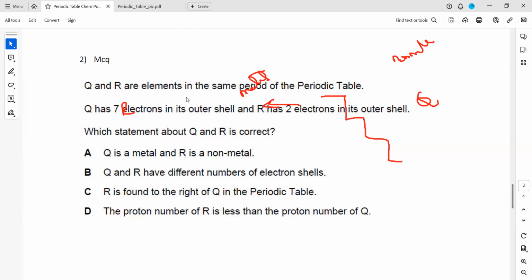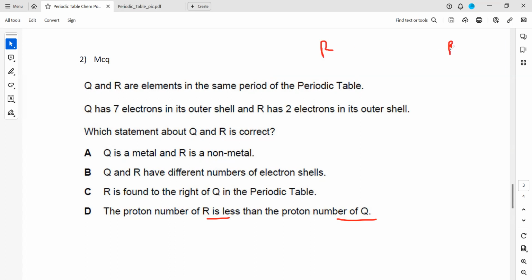Then the last statement: the proton number of R is less than the proton number of Q. That's obvious, because they're in the same period, and as we move across the period, the proton number increases, like there will be more protons. That's why D is the right statement.